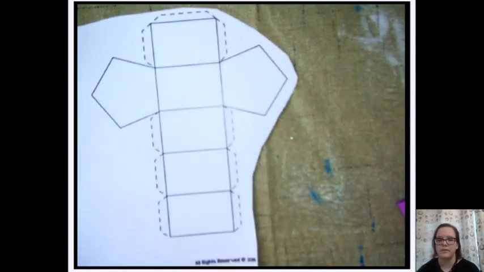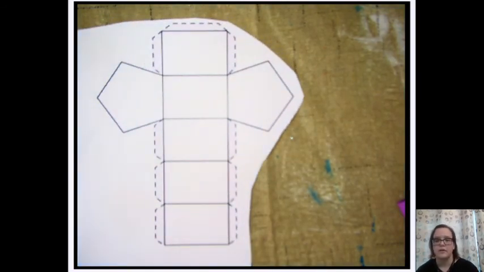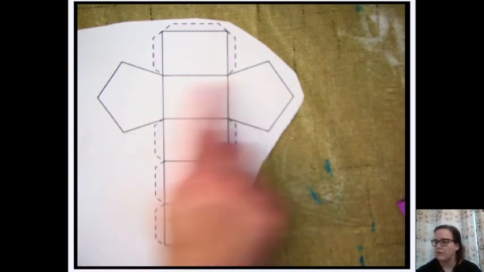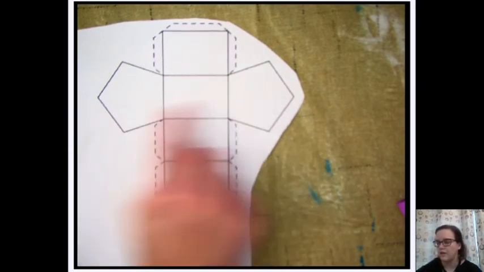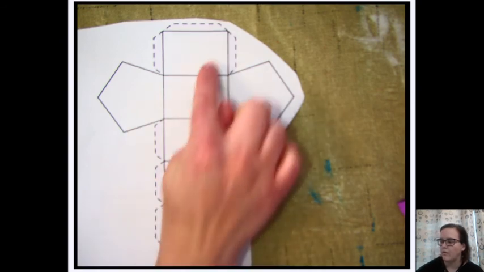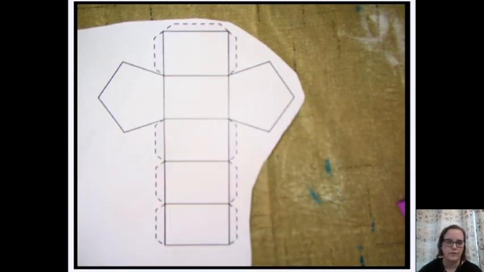3 more to go. So what about this one? So here I noticed 2 oddballs, right? They should fold across from each other, top and bottom. And then I have rectangular sides or quadrilateral sides. So that should lead us to a prism because prisms have 2 bases with rectangular sides or quadrilateral sides.